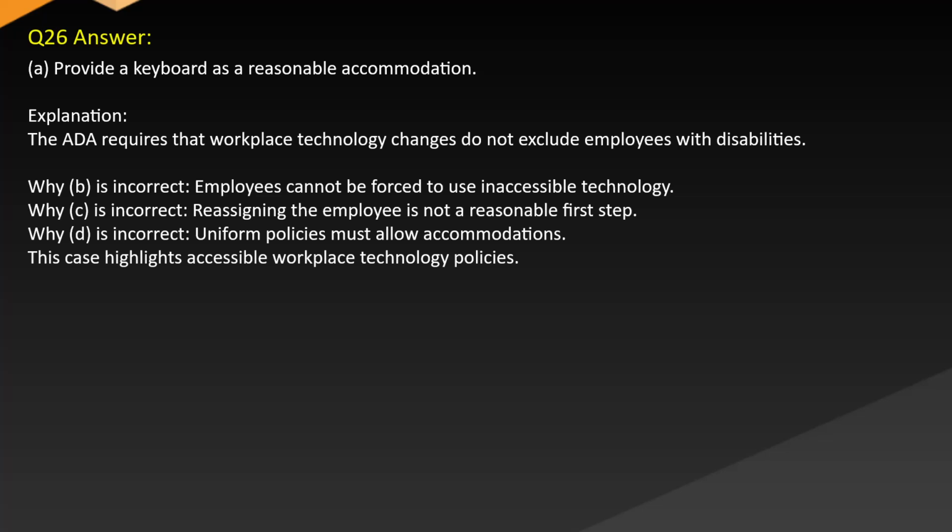Explanation: The ADA requires that workplace technology changes do not exclude employees with disabilities. Why? B is incorrect. Employees cannot be forced to use inaccessible technology. Why? C is incorrect. Reassigning the employee is not a reasonable first step. Why? D is incorrect. Uniform policies must allow accommodations. This case highlights accessible work technology policies.